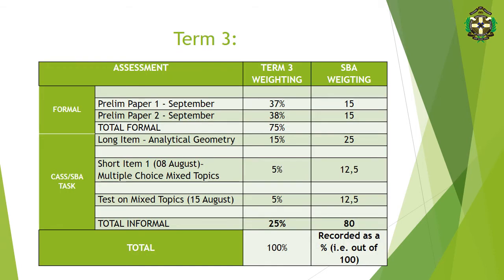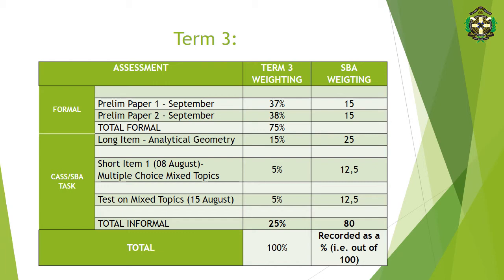Then we come to the term 3 report, and also that SBA component that I was talking about. You can see these are the items that are going to count towards the final mark. So how am I going to make them count towards term 3? The idea is, let's kill two birds with one stone. The assessment tasks which are going to count towards the SBA are the same assessment tasks which are going to be on the report for your child.